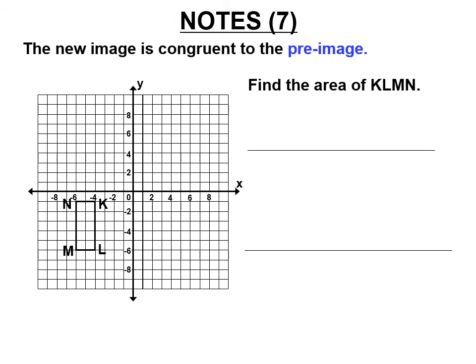All right, so what's the area of KLMN? Well, you just count the boxes inside, or you could multiply 5 times 2, right? It is 10, right? It is 10 square units. It's an area.